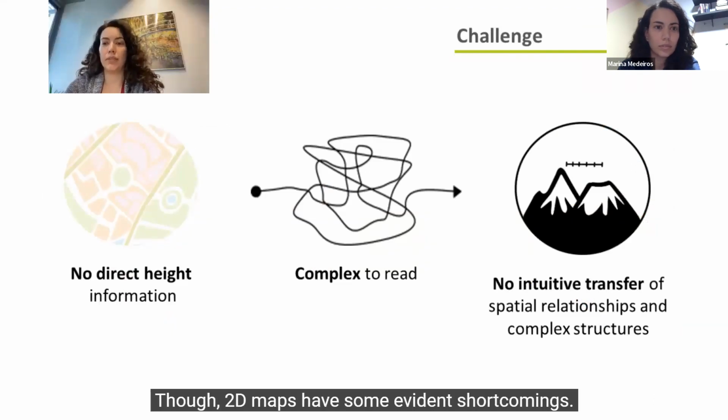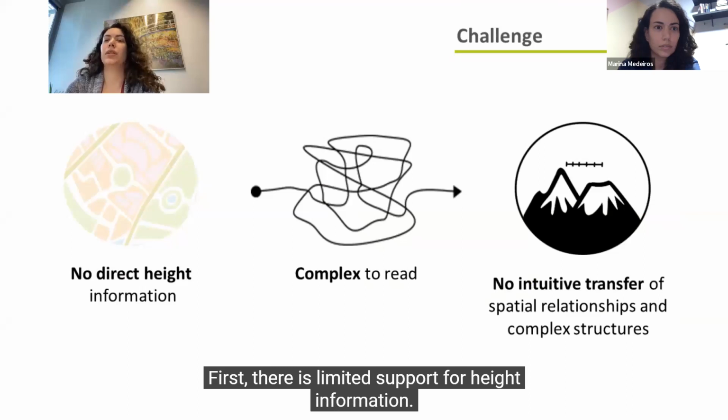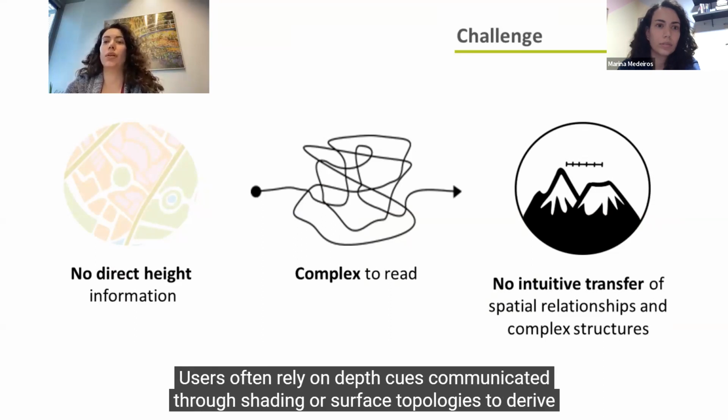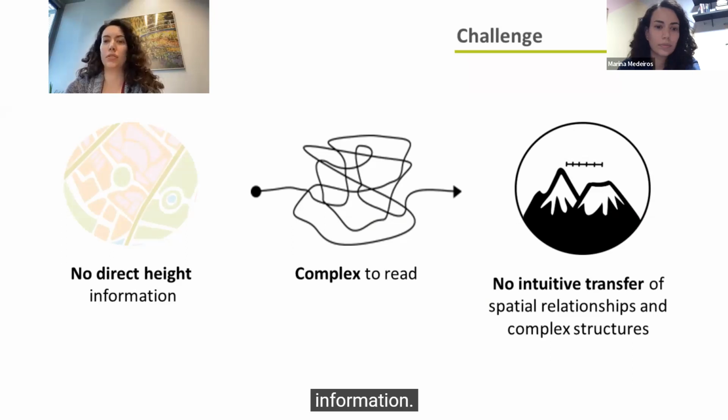Though 2D maps have some evident shortcomings. First, there is limited support for height information. Other terrain information, for instance slope or height, is complex to read. Users often rely on depth cues communicated through shading or surface topologies to derive information.